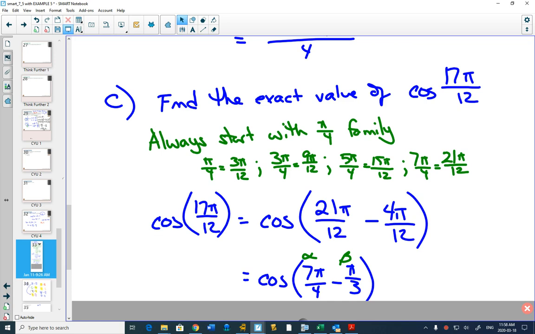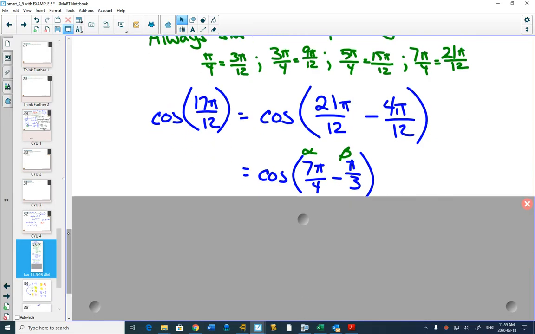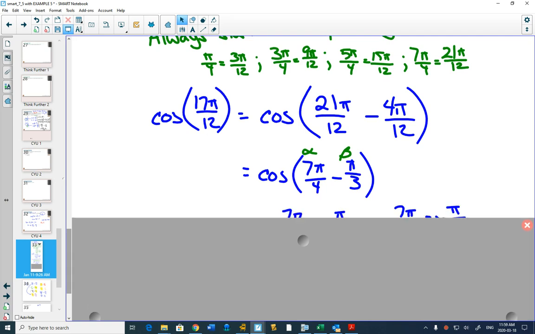Who found that one? That was the one you found right at the end, right? Yeah. That was the one you almost found, but you put a 4 instead of a 3.